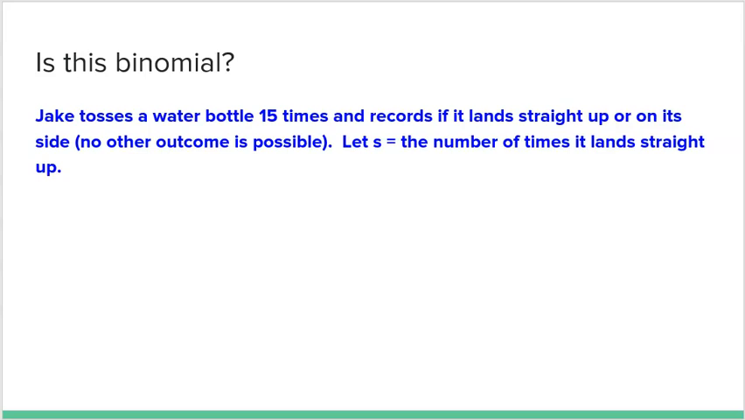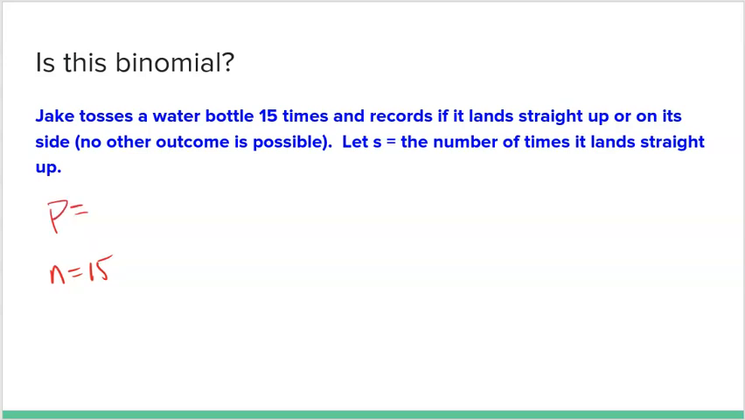All right, Jack tosses a water bottle 15 times and records if it lands straight up or if it's on its side. No other outcome is possible. Let S be the number of times it lands straight up. So they are giving us a number of tosses. They're giving us 15 tosses, and it could either happen all 15 times, 14, 13, 12, 11, 10, 9, 8, 7, 6, 5, 4, 3, 2, 1, or 0 times. So that sounds binomial. The problem is, what's the probability of success?